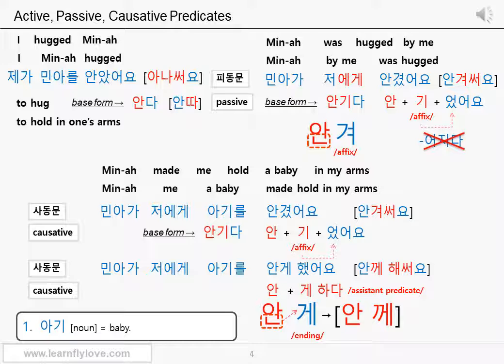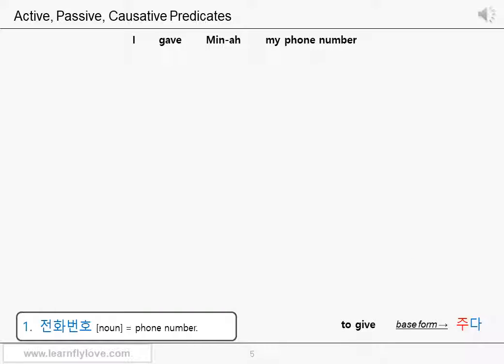Okay? Very good. Let's learn about the verb 주다, which means to give in Korean. Let's see the English sentence first. I gave Mina my phone number. This English sentence is in the English sentence pattern number 4. Subject, I, plus verb, gave, plus indirect object, Mina, plus direct object, my phone number, right?